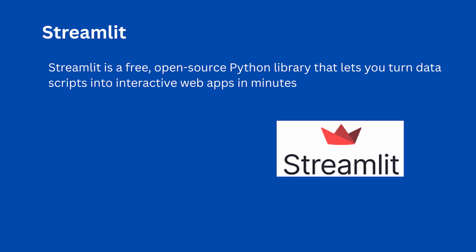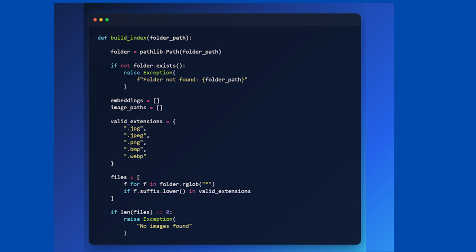Finally, we will use Streamlit to build the user interface. Streamlit allows us to create an interactive web application with minimal code. Using Streamlit, users can easily enter text queries, upload images, and view search results directly from their browser. Let's dive into the major methods used in this application.